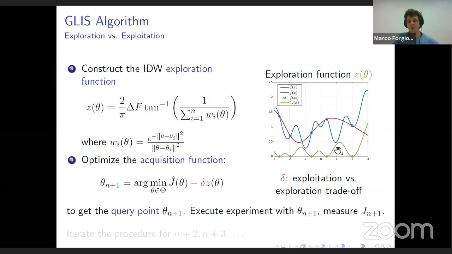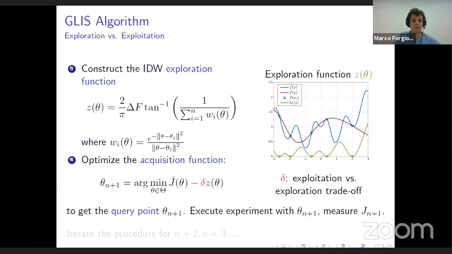We have an intuitive representation here on the right. The exploration function is this z of theta in green color, and it takes value 0 at points that we have already observed. There is no point in testing them again, and it takes higher values in between, for points that are far from previous observations. And in the end, in GLIS, we don't just optimize the surrogate, we optimize a weighted average, basically, of the surrogate and the exploration function.